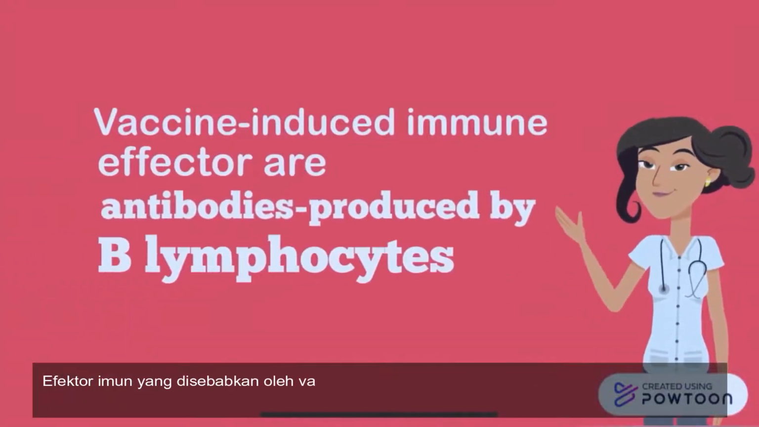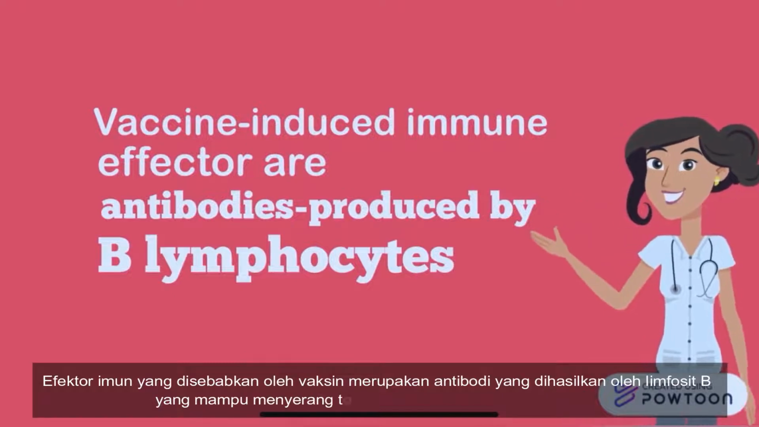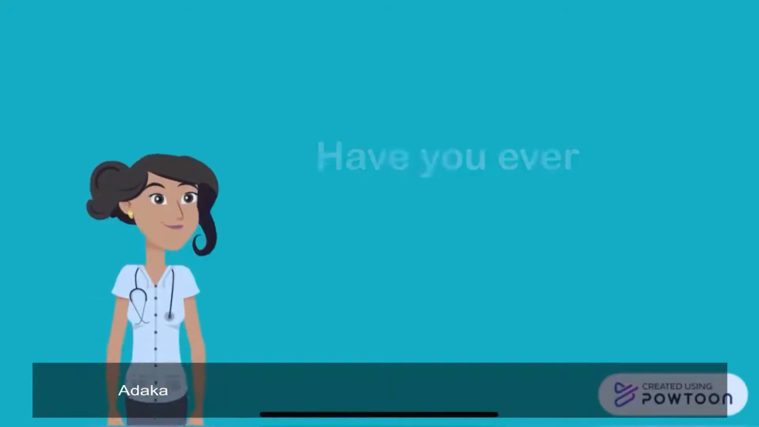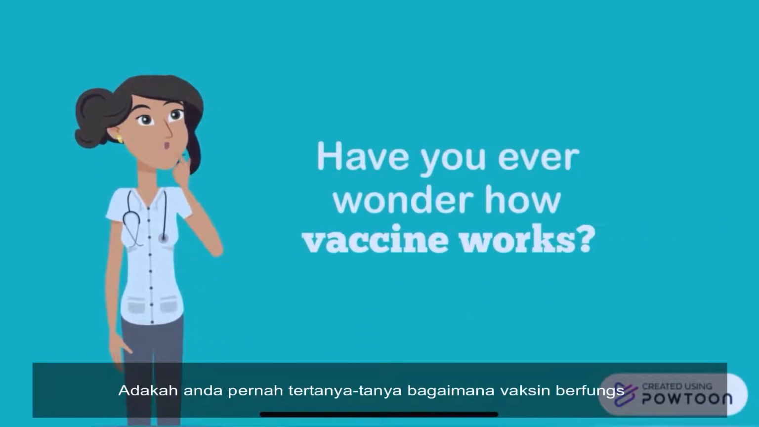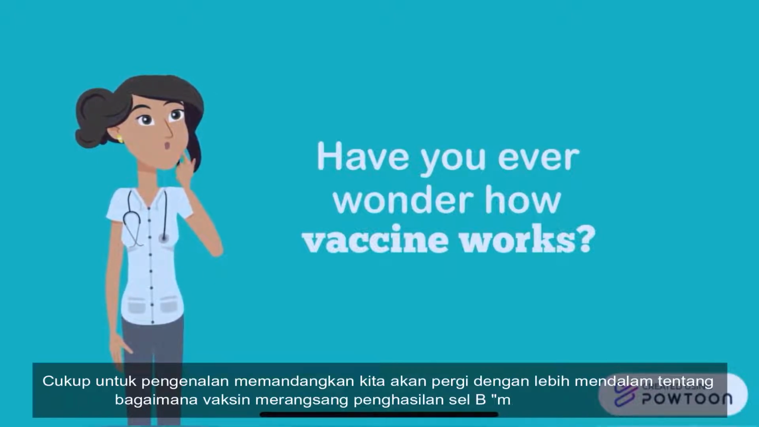Vaccine-induced immune effectors are antibodies produced by B lymphocytes that are able to attack toxins or pathogens in the body. Have you ever wondered how vaccine works? Enough for the introduction, as we will get deeper into how vaccine stimulates the production of protective memory B cells.